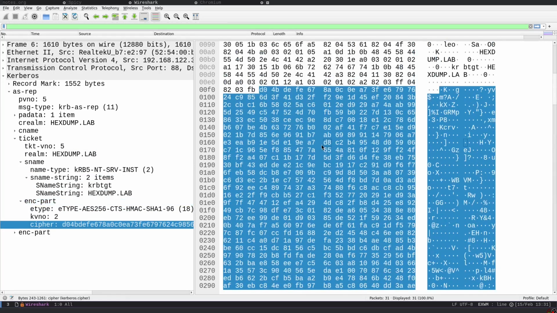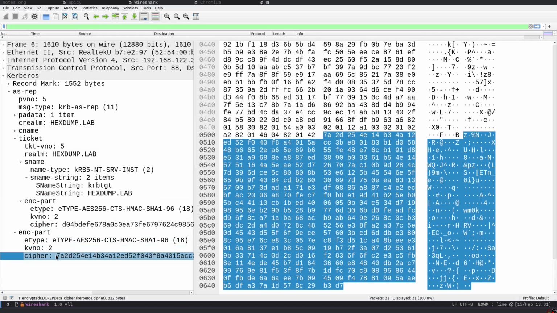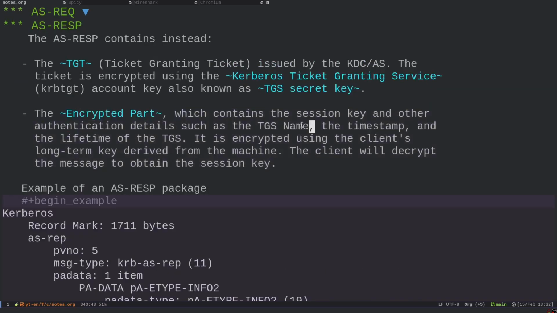Now this TGT is encrypted with the KDC secret key. So only the KDC will be able to read this TGT. However, there is another encrypted part, this ENC-PART, which is encrypted with the user key, so with the user secret key. And the idea is that the user will read this encrypted part and will get a bunch of different data. So the encrypted part contains the session key and other authentication details, such as the TGS name, the timestamp, and the lifetime of the TGS.